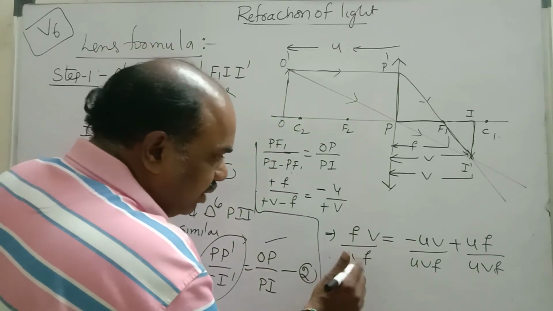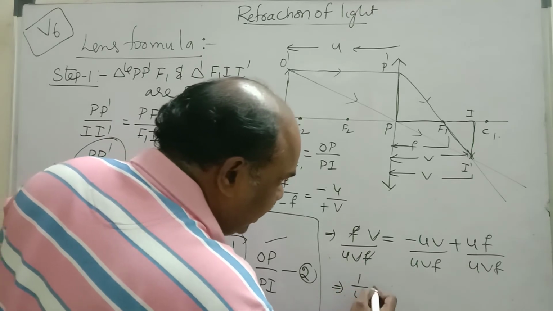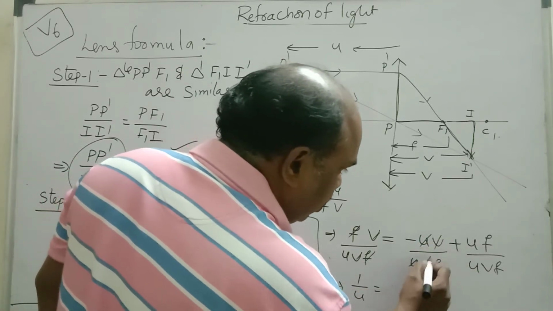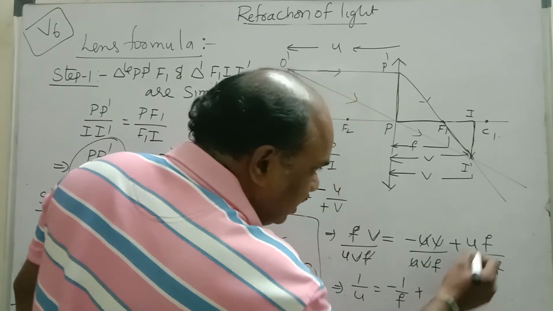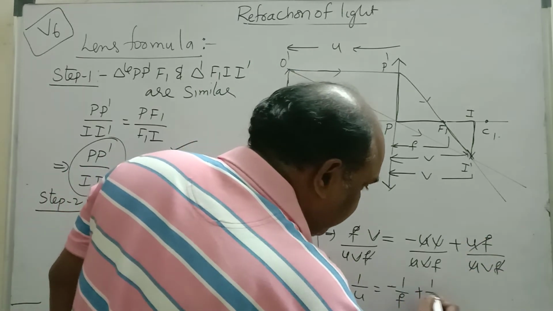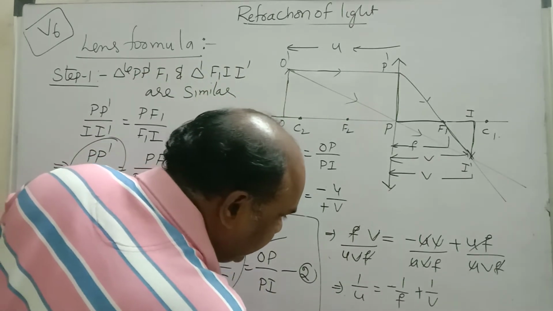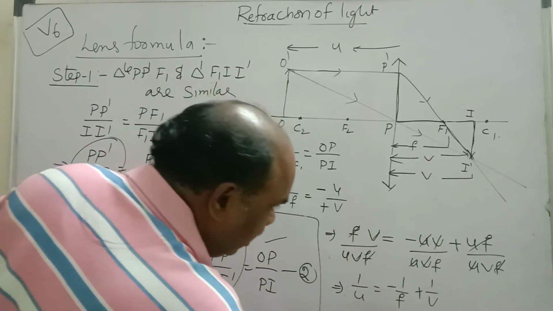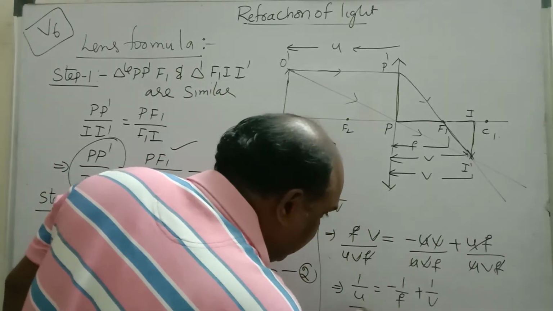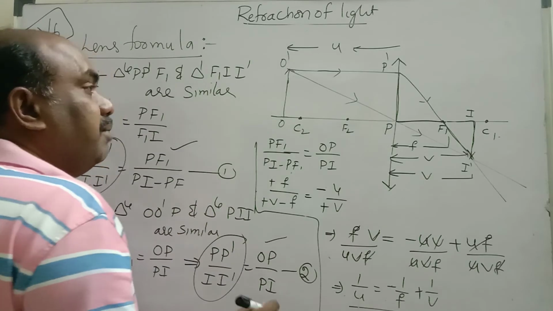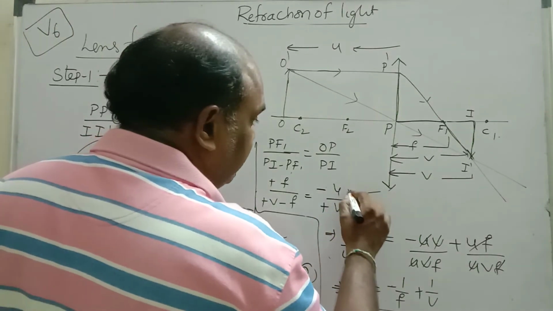FV cancel means what will be the remaining? 1 by U is equal to UV cancel minus 1 by F. This is equal to plus UF cancel 1 by V. 1 by F I am sending this side. 1 by F is equal to plus 1 by V, and 1 by U goes to the other side, minus 1 by U. 1 by F is equal to minus 1 by V minus 1 by U after sign convention. Here you have to do sign convention.